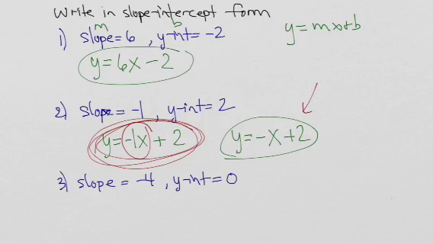All right, last one. My slope is negative 4, so y equals negative 4x. And then my y-intercept is 0, plus 0. And like I said earlier, we don't write plus 0. That doesn't make any sense. That would be a waste of time. So we can just erase that part, and we're done here. We don't need the plus 0.